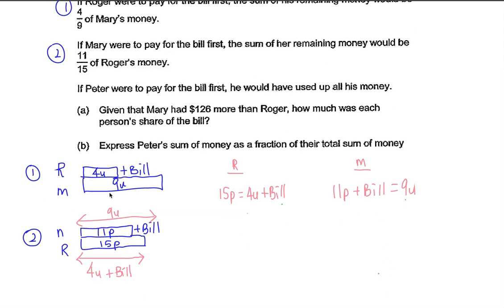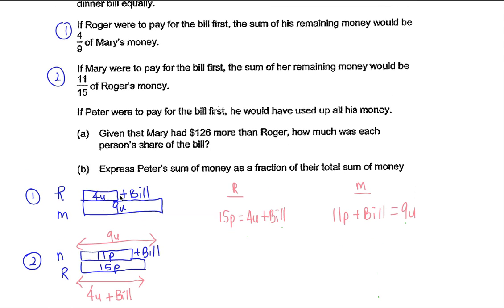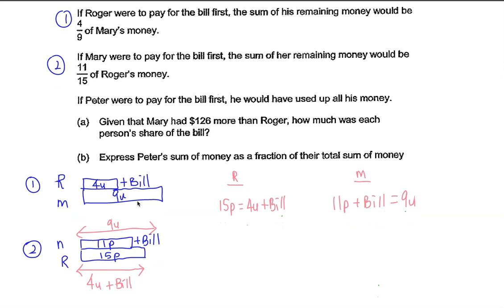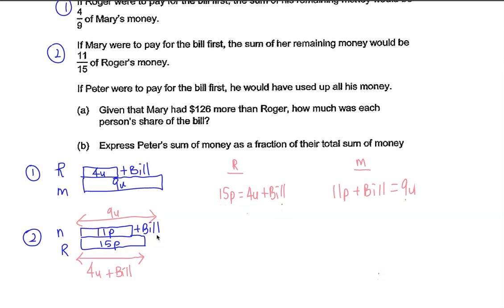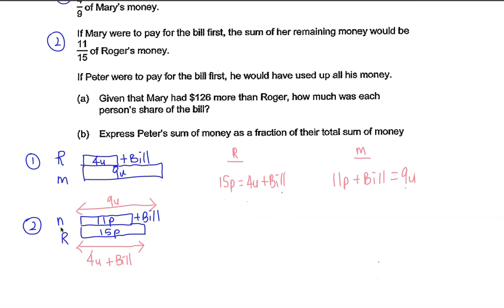Now the first scenario, if Roger were to pay for the bill first, the sum of his remaining money would be 4 units out of Mary's 9 units, right? 4 out of 9. And over here is the bill. The bill plus his remaining money will give him the amount he had at first. And for the second scenario, if Mary were to pay for the bill first, right? This is Mary.